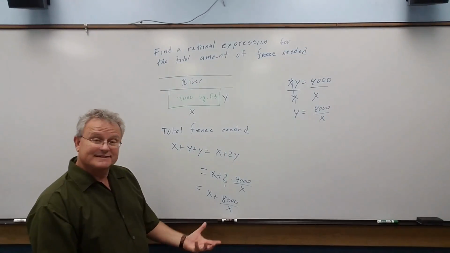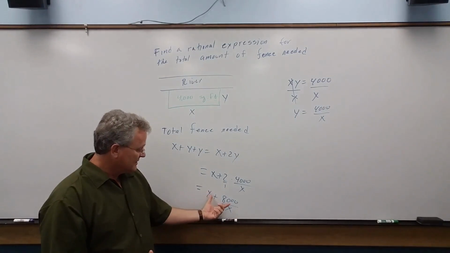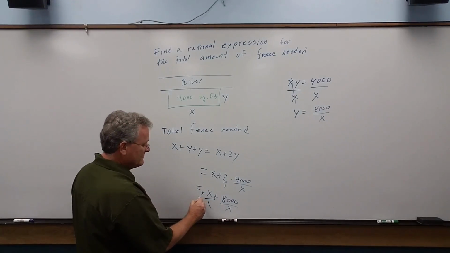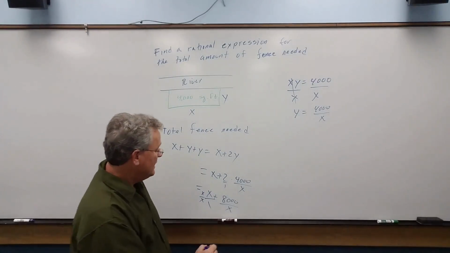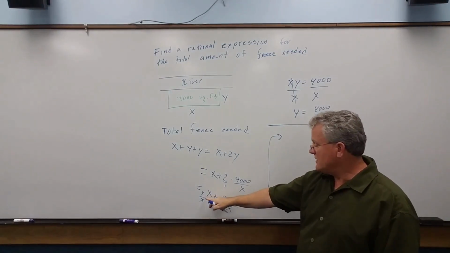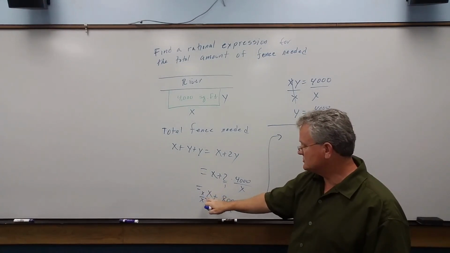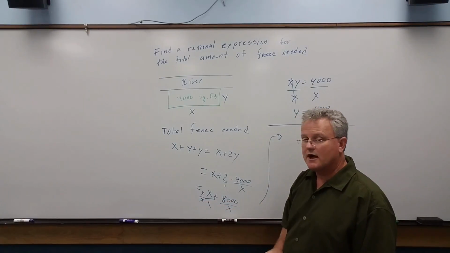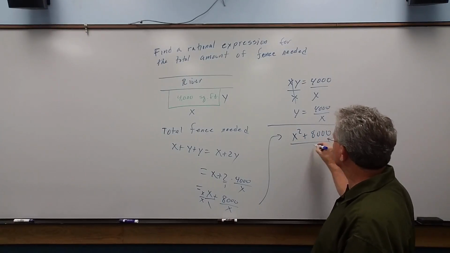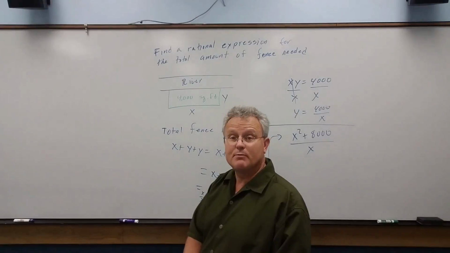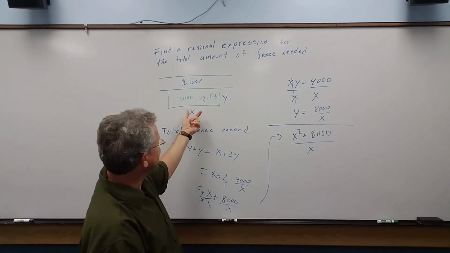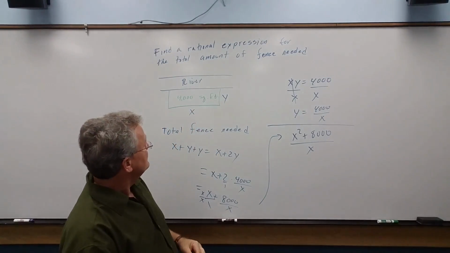Well, let's write this as a single expression, not the sum of two terms. So to add this, we need a common denominator. So we multiply by x over x. And we see the total fence needed is going to be x squared plus 8,000 over our common denominator of x. And that is the expression for the amount of fence we need. It's a function of x. It depends how big we make this.